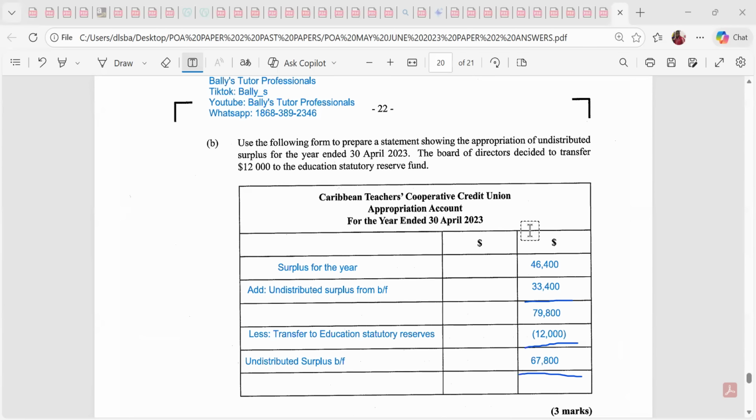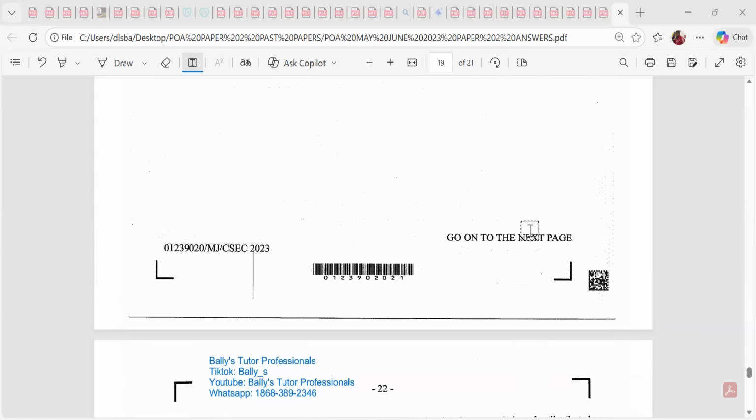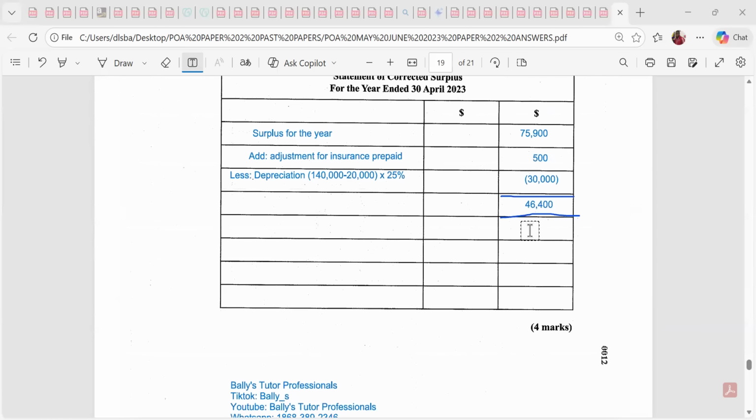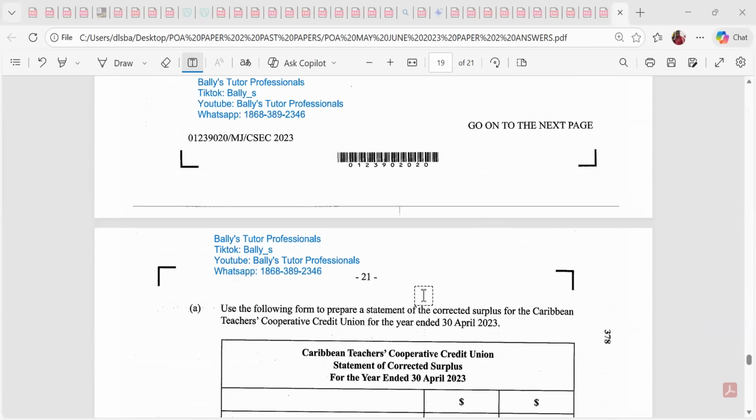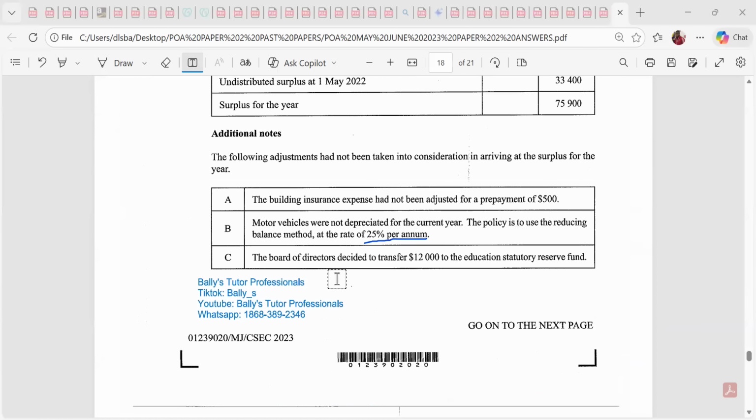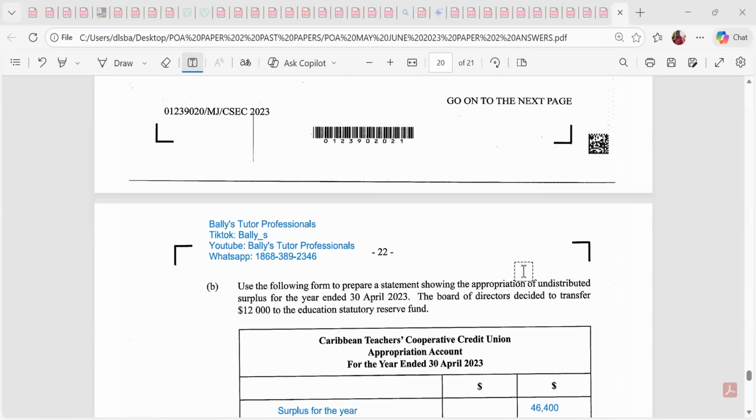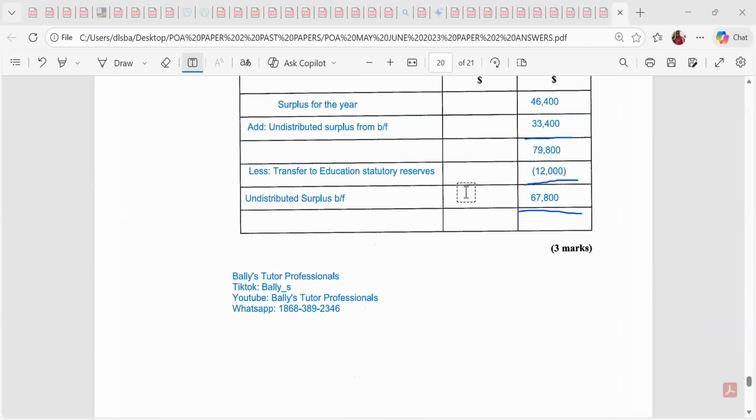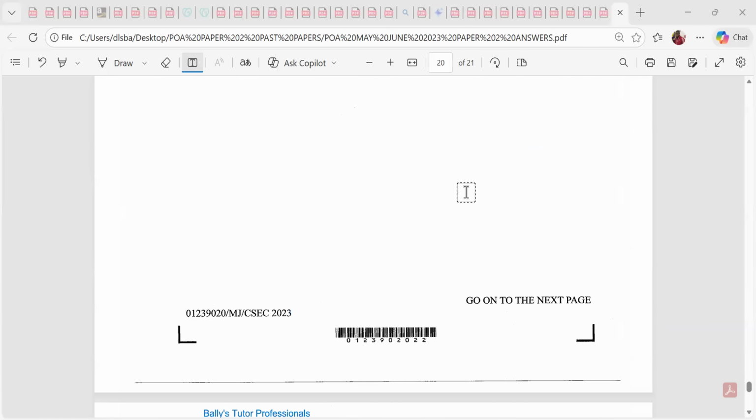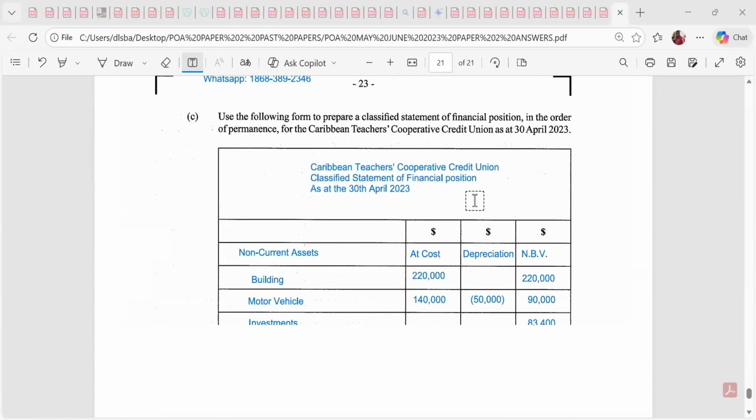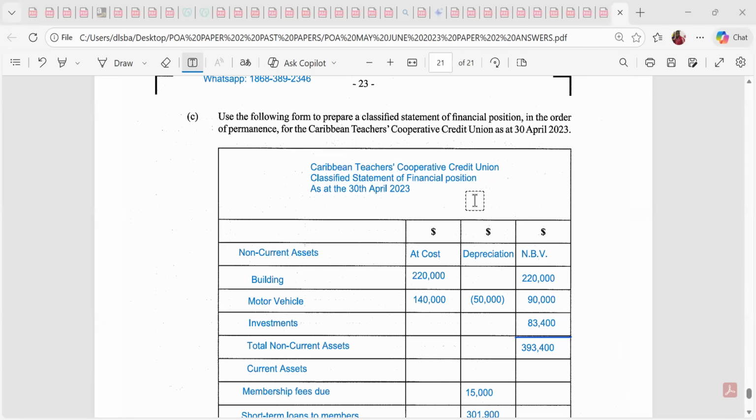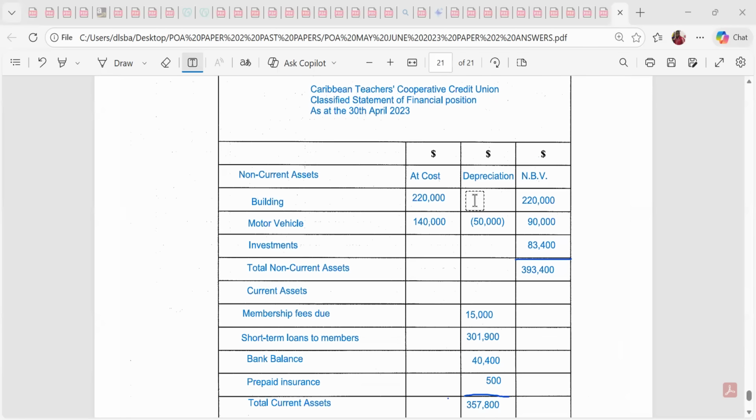There are no dividends, and instead, there's just a transfer to the education reserve. Here it says a transfer of 12,000 to the education statutory reserve, so I'm minusing that. And that will leave me with my undistributed surplus of 67,800. Not bad for somebody who's not trying to make a profit. Then they say use the following information to prepare a classified balance sheet or classified statement of financial position in order of permanence.